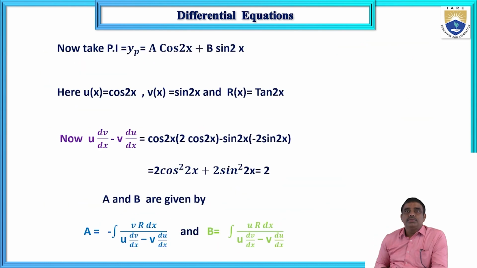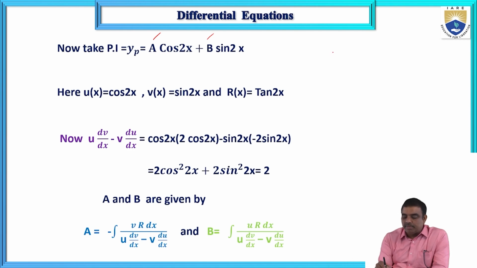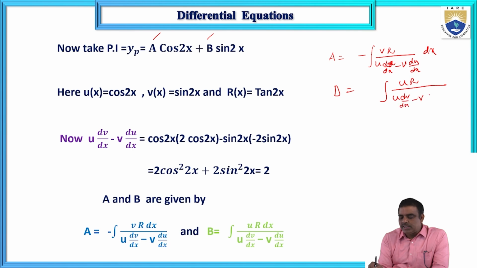Then what to do? We have to write the particular integral by changing the parameters c1 and c2 to new parameters a and b. Then yp will be a cos 2x plus b sin 2x, where a and b can be calculated by the formula a is equal to minus integral v r by u dv by dx minus v into du by dx of dx. Similarly, b can be calculated by the formula u r by u dv by dx minus v into du by dx of dx.